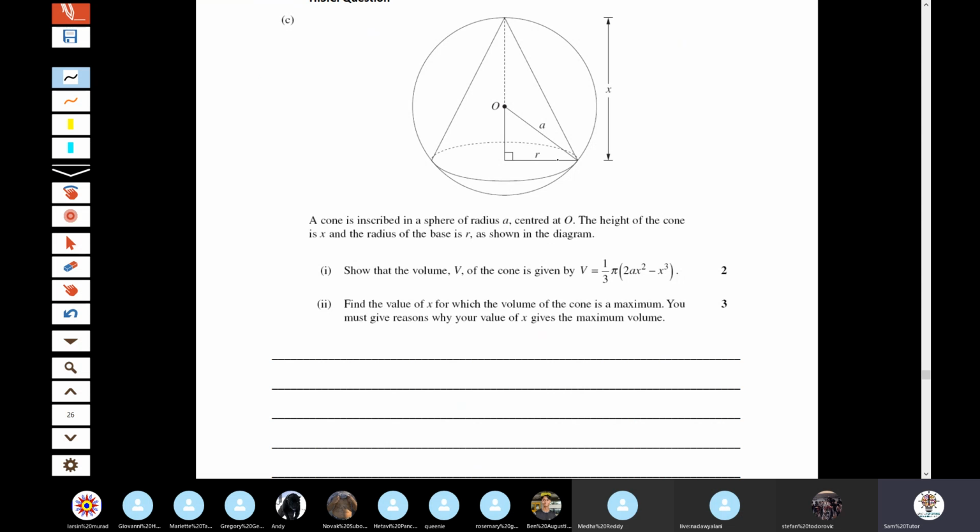It says find X for which it's a maximum. So I know what I've got to do. Just differentiate, make it equal to 0, do my nature, make sure it's a maximum, and then you're done. You must give reasons why your value of X gives the maximum volume. Probably there's 2 X values. We'll see what happens. All right, we will do part i anyways.